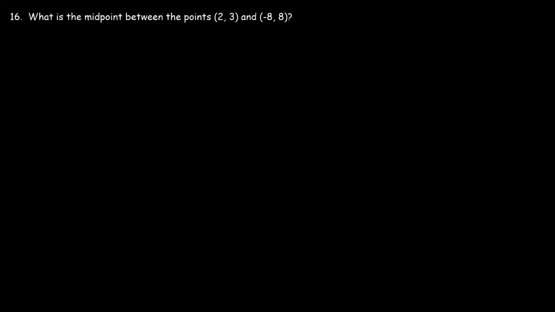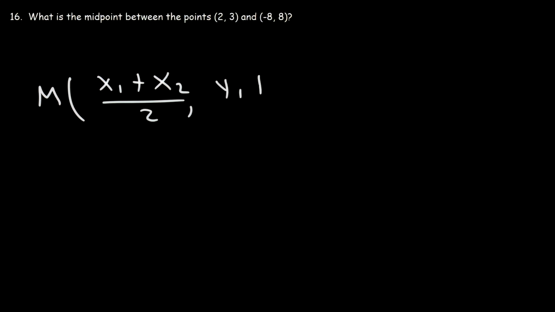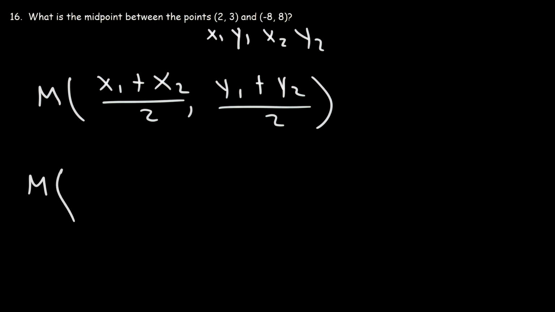Number 16. What is the midpoint between the points (2, 3) and (-8, 8)? The midpoint is going to be the average of the x values and the average of the y values. So this is x1, y1, and the second point is x2, y2. So we need to add up the x values divided by 2. So the first x value is 2, the second one is -8. The first y value is 3, the second y value is 8.